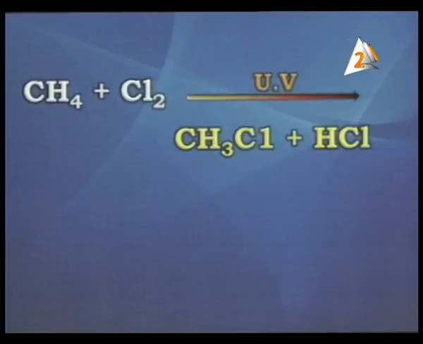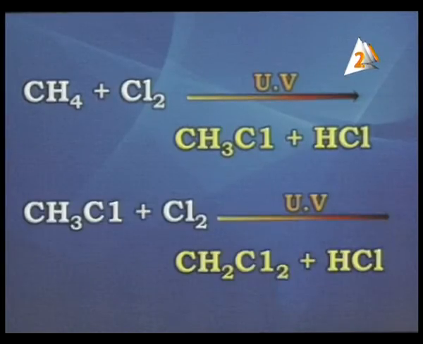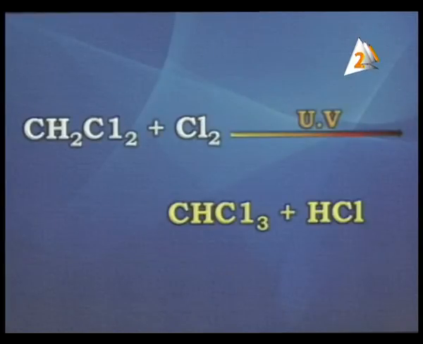Chloroform from methane. As the equation proceeds, CH4 plus Cl2 in the presence of ultraviolet gives methyl chloride and hydrogen chloride gas. Then CH3Cl plus chlorine in the ultraviolet gives CH2Cl2 plus HCl. Then CH2Cl2, another replacement of hydrogen, plus chlorine in the presence of ultraviolet gives CHCl3 plus HCl, which is chloroform obtained.